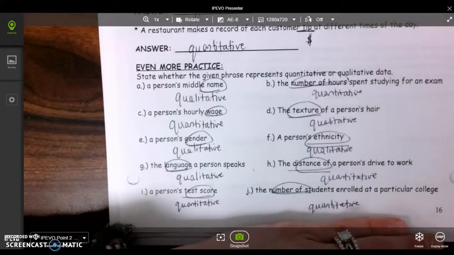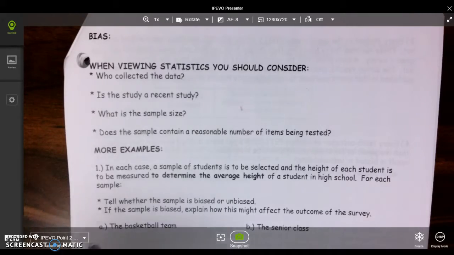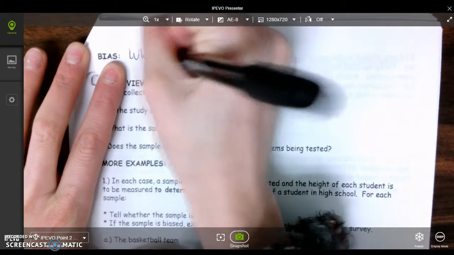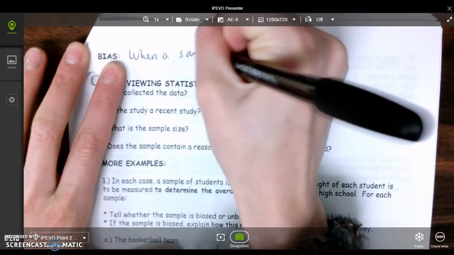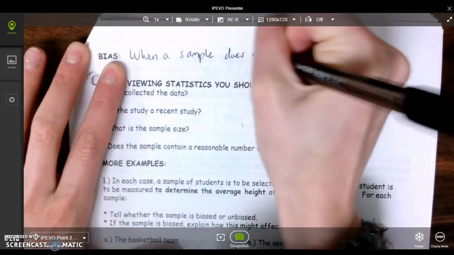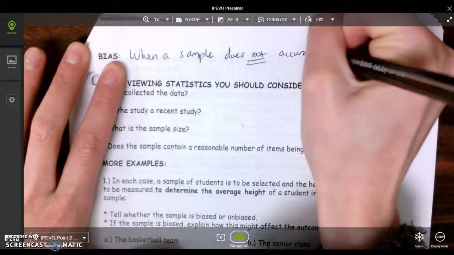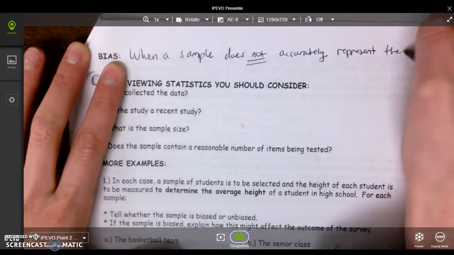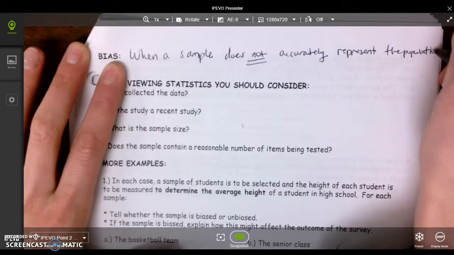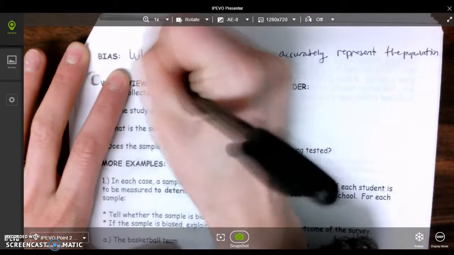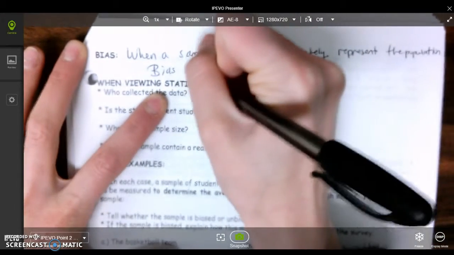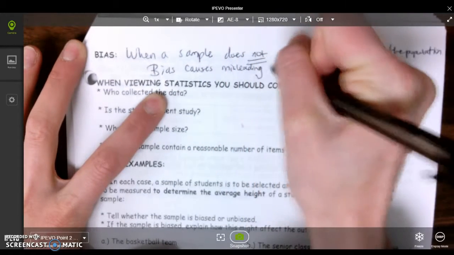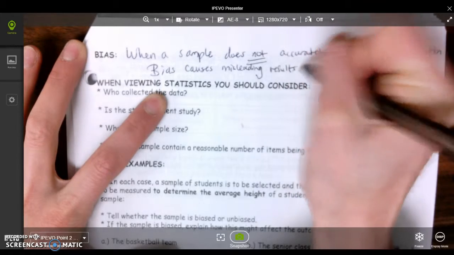Okay, flip to the next page. The next idea we're going to talk about today is this idea of what bias is. Okay? The definition of bias is when a sample does not, keyword not, accurately represent the population. Okay? When something is biased, it causes misleading results. So what do I mean by that?